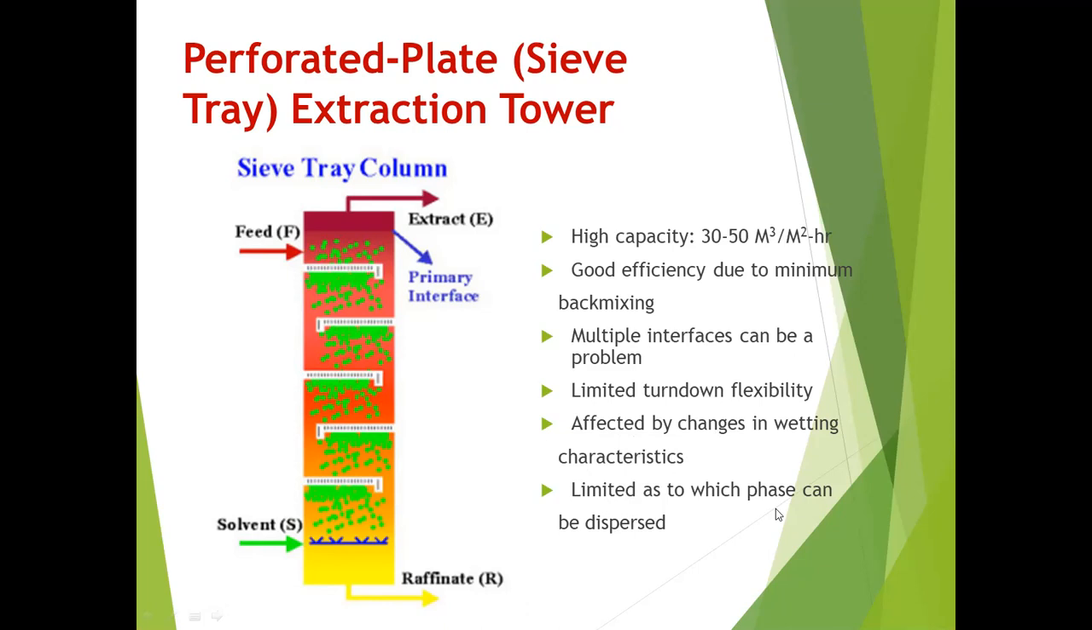It is also limited as to which phase can be dispersed. In this particular extraction tower, if the solvent is the dispersed phase, the one that will be dispersed against the flowing continuous feed phase, we cannot interchange it, like making the solvent the continuous phase and the feed the dispersed phase. So whatever is the designed dispersed phase for this particular type of tower, that would be it. It's not as flexible as the other towers in which you can exchange which of the phases will be dispersed, so it could be the solvent or the feed.